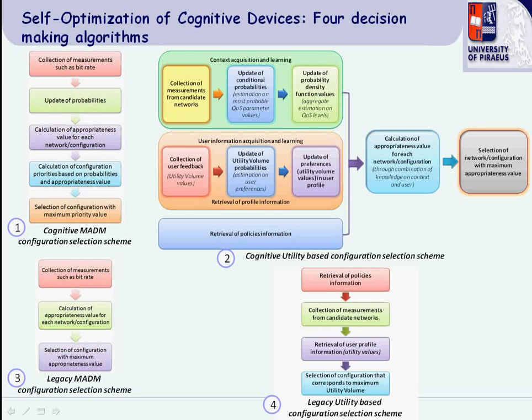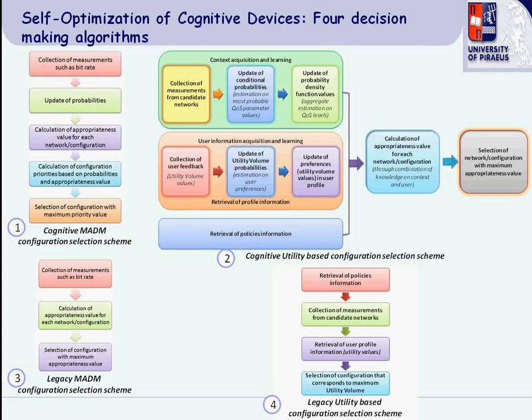For the realization of the decision-making process, two cognitive, knowledge-based schemes have been devised. One is based on multiple attribute decision-making, referred to as cognitive MADM. The other scheme is a utility-based decision-making scheme, referred to as cognitive utility-based configuration selection.